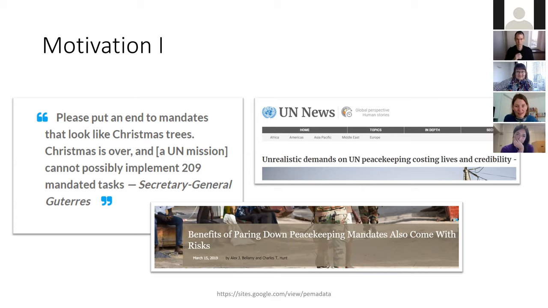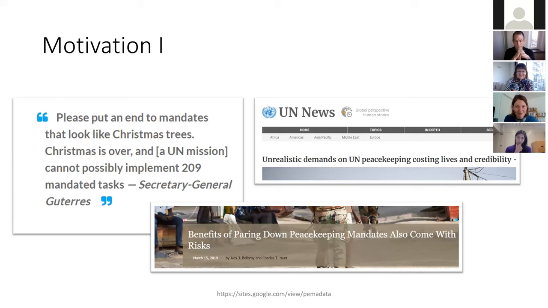And there is a debate whether these increasingly complex mandates are a good thing or a bad thing. So on the one hand, the UN Secretary General Antonio Guterres pleaded, please put an end to mandates that look like Christmas trees. Christmas is over, he said, and the UN mission cannot possibly implement 209 mandated tasks. And he continued to say that these unrealistic demands due to the complexity of mandates put on peacekeeping operations will cost lives and will hurt the credibility of UN peacekeeping operations as well as the UN as a whole.